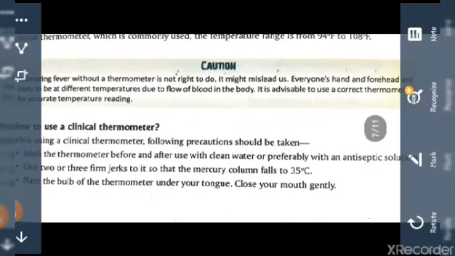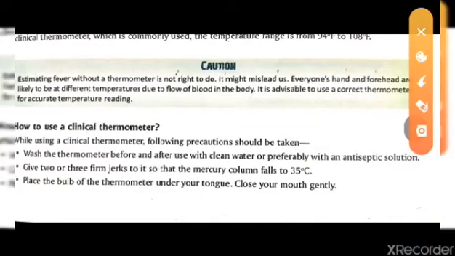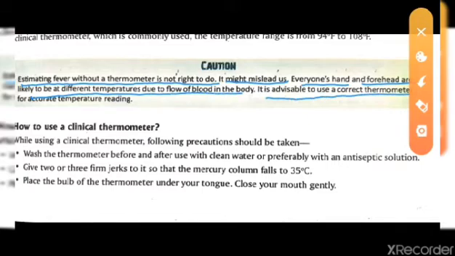So here is some caution given to us. Estimating fever without a thermometer is not right to do. It might mislead us. Everyone's hand and forehead are likely to be at different temperatures due to the flow of blood. It is advisable to use a correct thermometer for an accurate temperature reading. As I told you just a few seconds ago, everybody's flow of blood is different, so the heat will vary from person to person. So it is advisable to use a correct thermometer for the accurate reading.